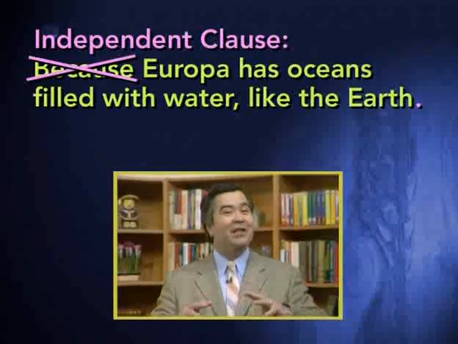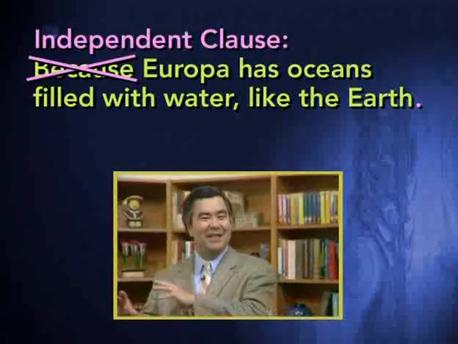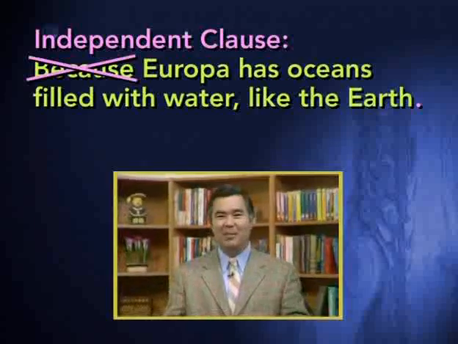It makes it feel as though it needs to be attached to something else in order to express a complete thought. So this is the second type of clause. An independent clause can stand alone as a sentence. A subordinate clause cannot. And a subordinate clause usually begins with a subordinating conjunction.